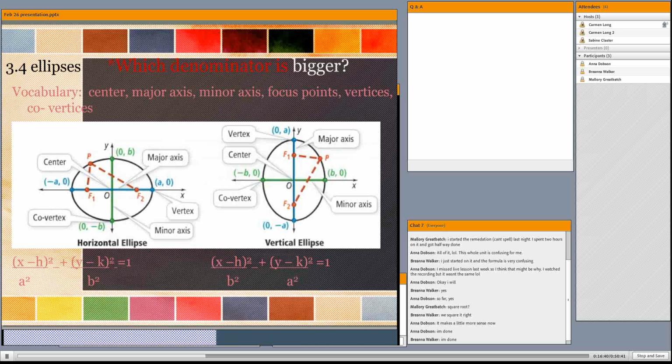And A for this kind of ellipse is always bigger. These two equations are exactly the same, except this one has A under the Y variable, and this one has A under the X variable. I said that backwards, sorry.